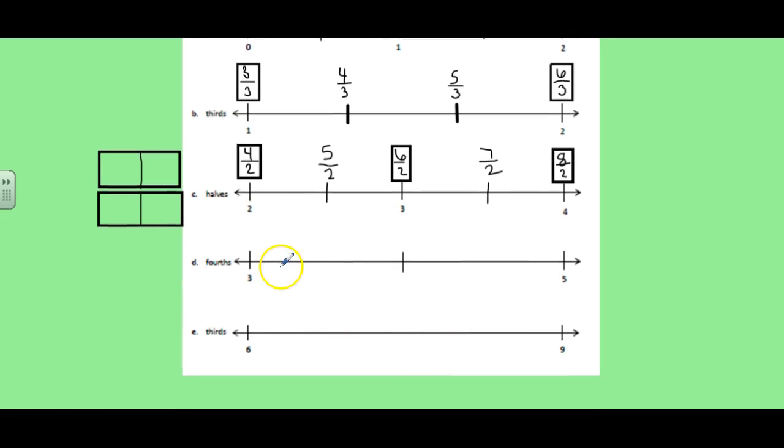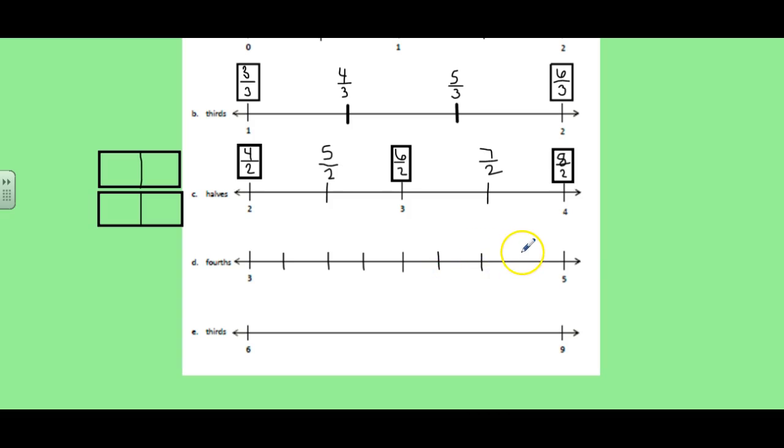Okay, so for D, this number line needs to be divided into 4 equal parts, so you need to make your number line have 4 equal parts. Mine aren't very equal, so I'm going to have to move my lines just a little bit to make them more equal. And then the second part of your number line also needs to have 4 equal parts.